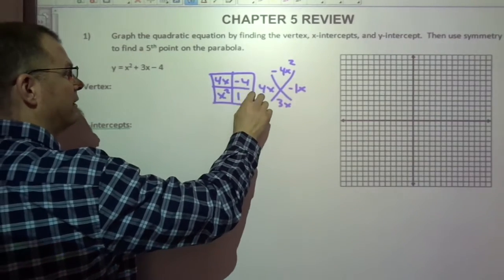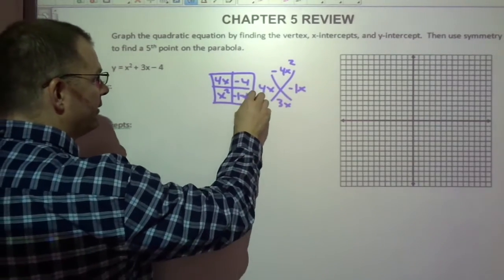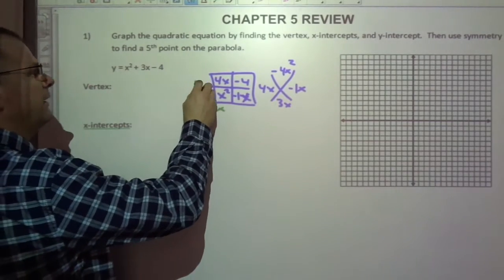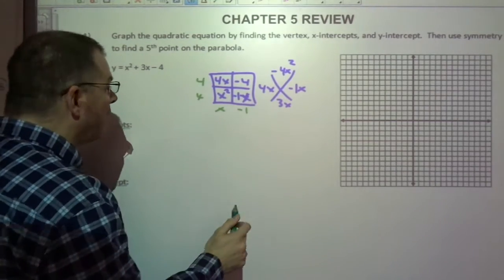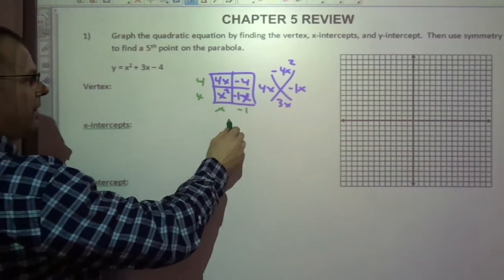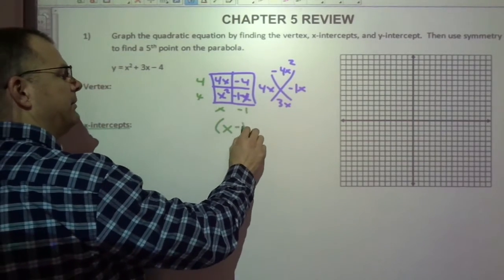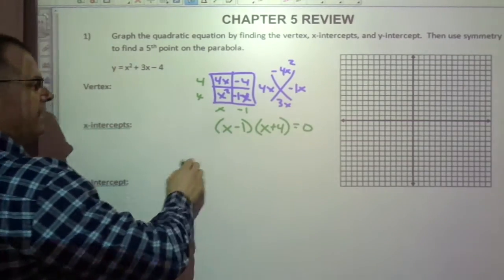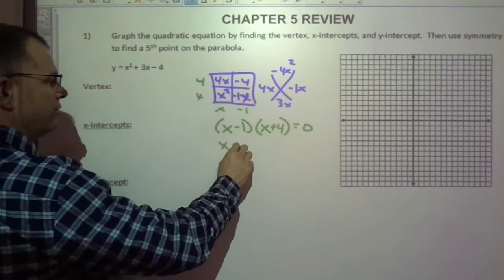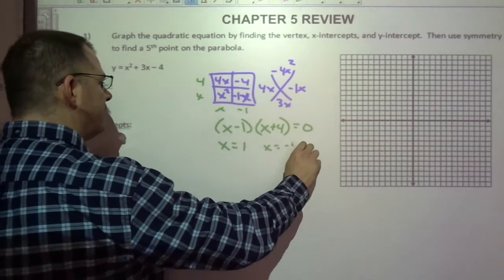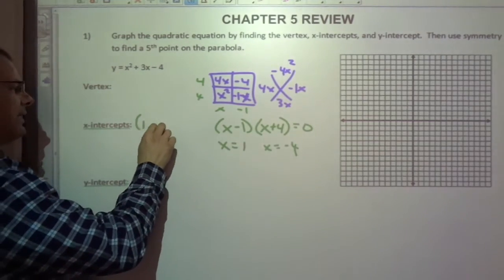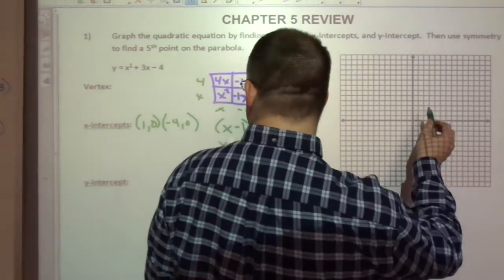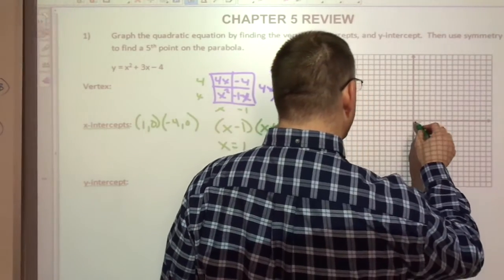So I'll put those in here, negative. And then this gives me x, 4, and negative 1. So my sum, or I can write this as a product, x minus 1, x plus 4 equals 0. Setting them both equal to 0, x equals 1 or x equals negative 4. Those are my x-intercepts. I'll put those on the graph. 1 and negative 4.